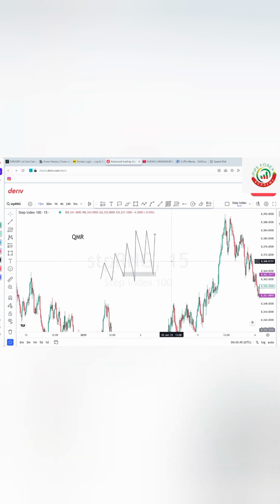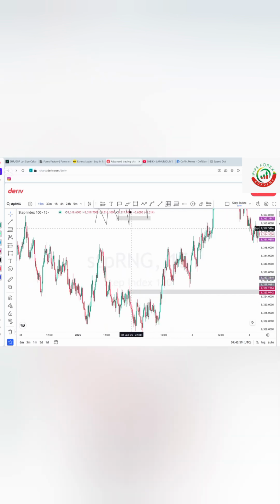So this is the chart work of the setup of the model. Let me be sure I'm recording. Okay, very good. So now let's go into it.